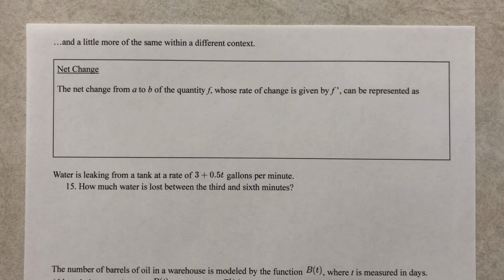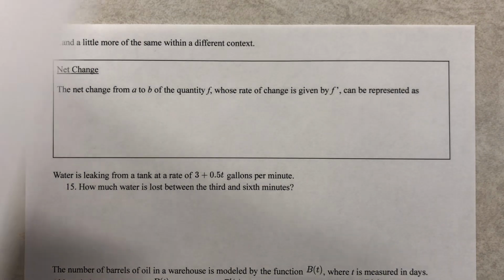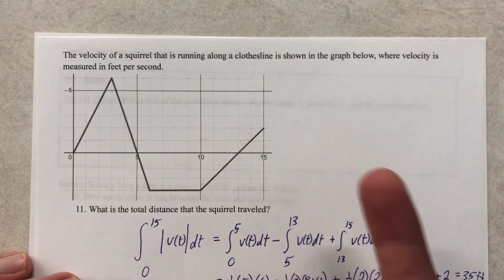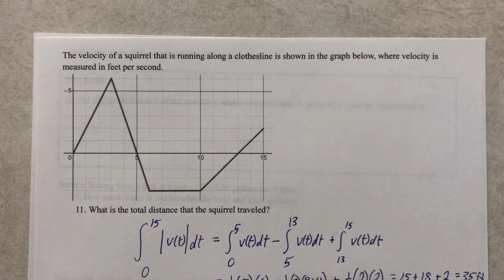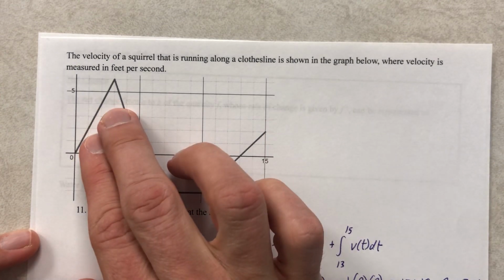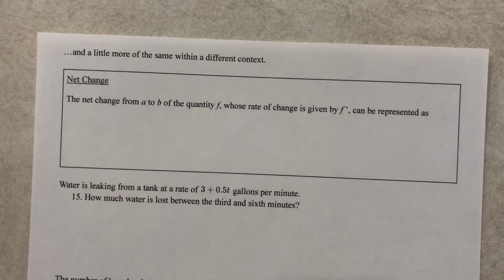This lesson has dealt with velocity and acceleration and displacement, and now we're going to do the same thing but in a different context. We have talked about this before: the area under the curve of velocity, let's talk about the squirrel again, will tell me my displacement, right? So in this context, the integral of velocity tells me how far. And we're going to extend that idea.